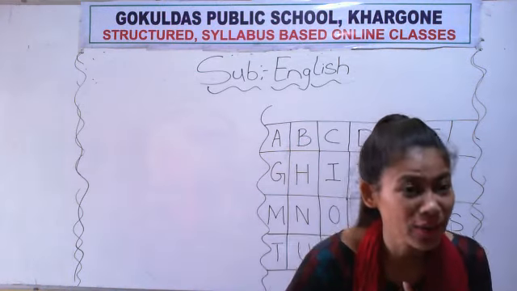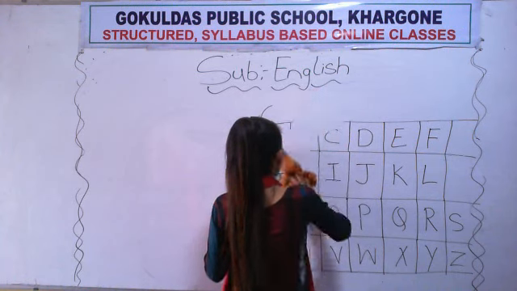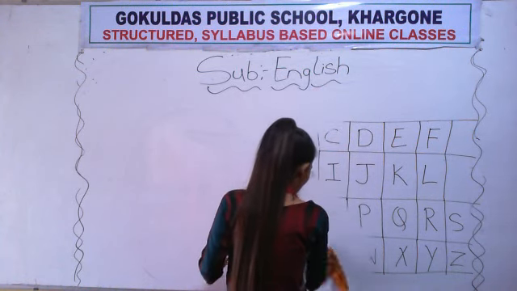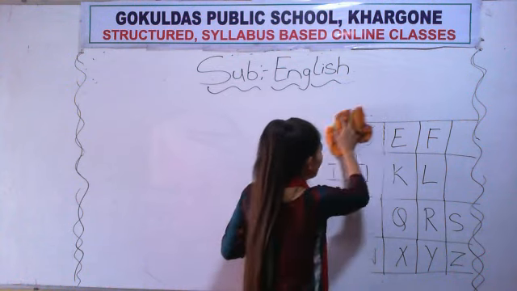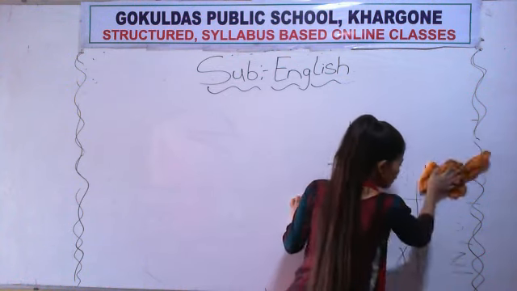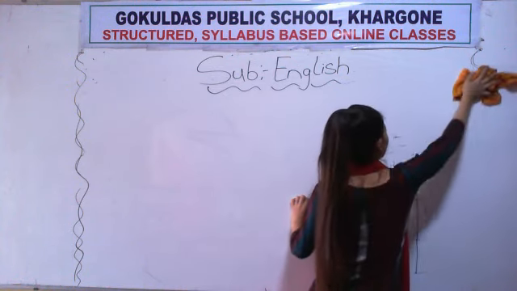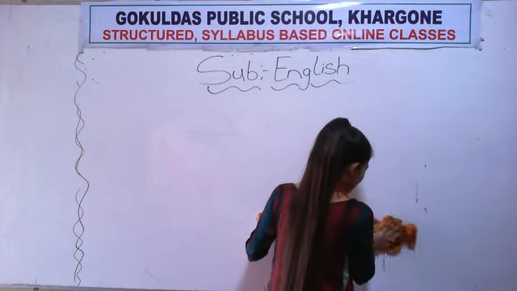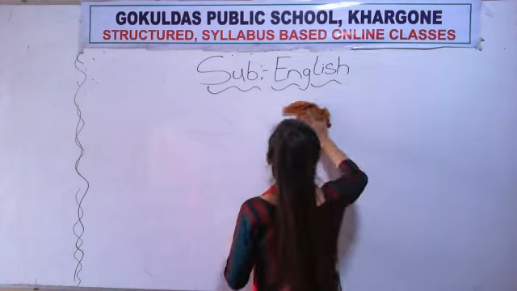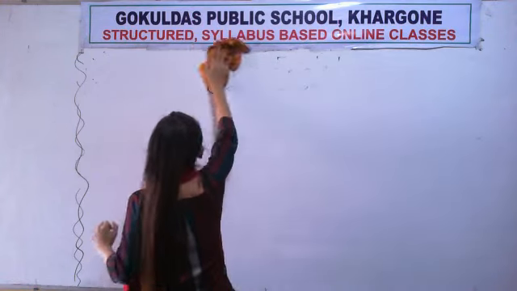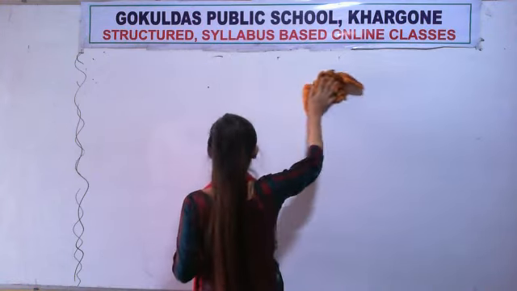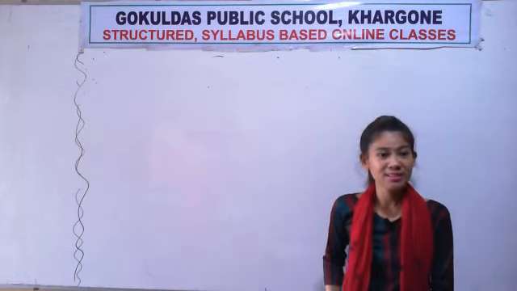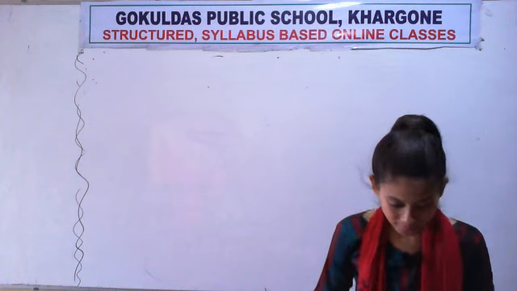This is one rhyme which you have to revise, this ABCD rhyme. That's why I am showing you the letters A to Z. So try to practice the ABCD rhyme with action.